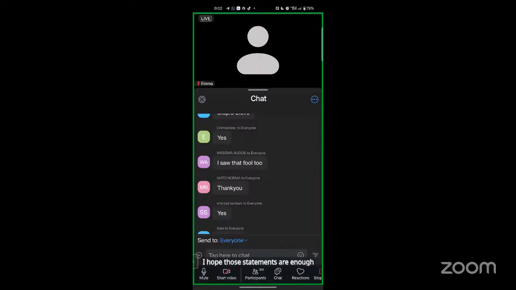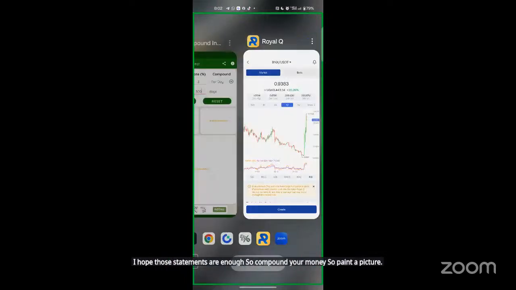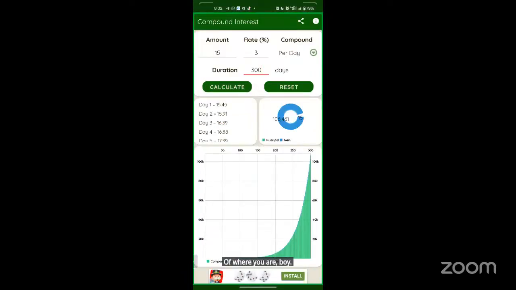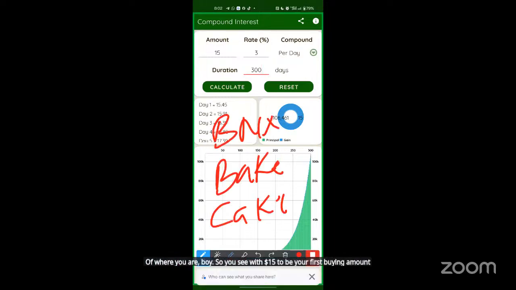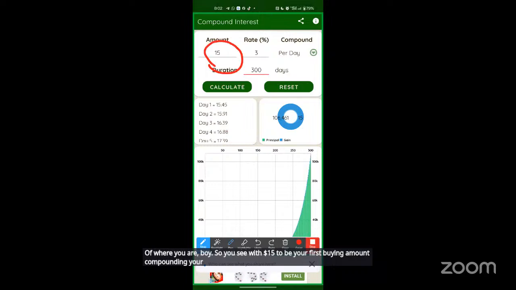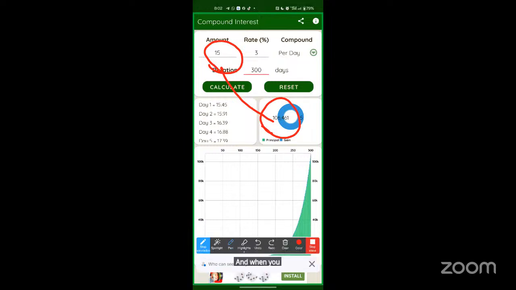So compound your money. Paint a picture of where you are going. So you see, with $15 as your first buying amount, compounding your money, you turn this to $100,000. And when you trade with margin calls, it will be bigger. Does that make sense?